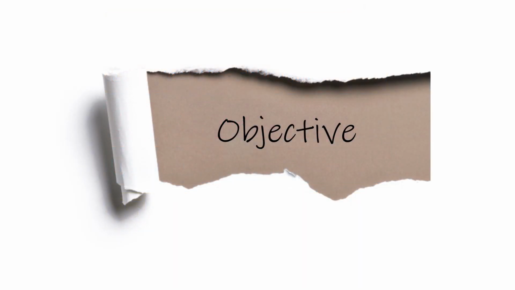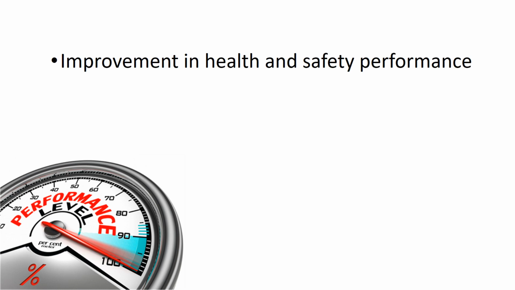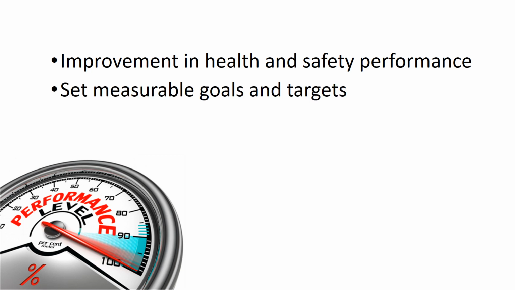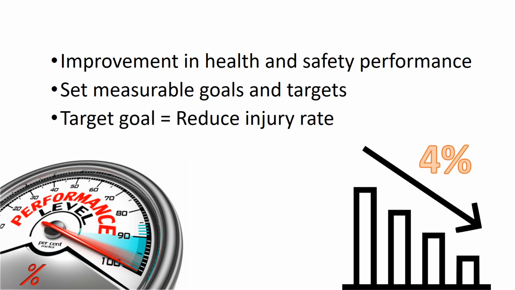We'll start with the objective. Your objective is always going to be to demonstrate continuous improvement in health and safety performance. So the aim of your KPI is to set measurable goals and targets to benchmark the decrease in your workplace injury and illness rates. As an example, on your KPI, you could state your intention as to reduce the injury rate by 4% in the next year.